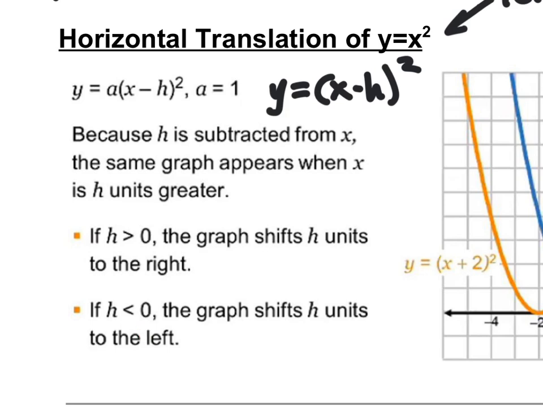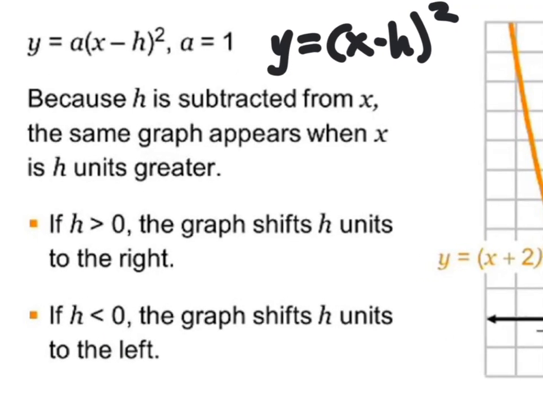So now let's do something here. Let's say that h is positive. Let's say that h is equal to 3. If I were to plug that into this function up here, it would be y equals x minus h, and because h is equal to positive 3, y equals (x minus 3) squared.